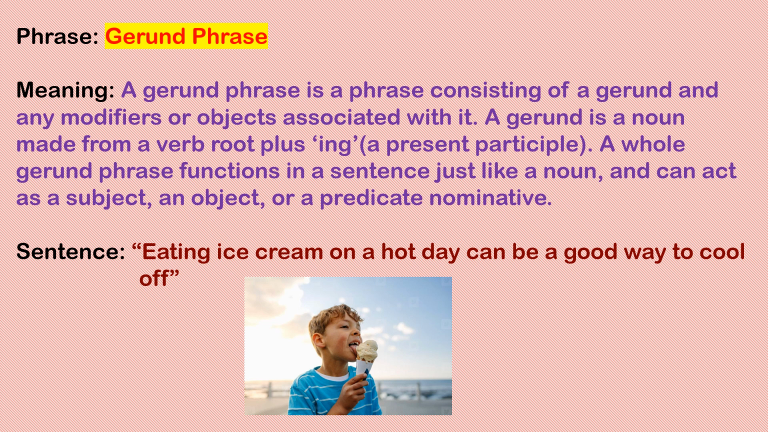Gerund phrase. A gerund phrase is a phrase consisting of a gerund and any modifiers or objects associated with it. A gerund is a noun made from a verb root plus -ing, a present participle. A whole gerund phrase functions in a sentence just like a noun and can act as a subject, an object, or a predicate nominative. Eating ice cream on a hot day can be a good way to cool off.